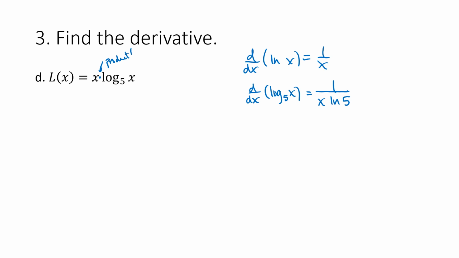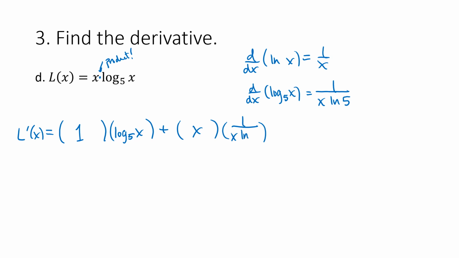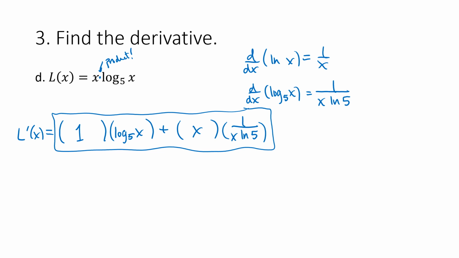There's a multiplication symbol between x and the log base 5 of x, and so this is going to require the product rule. Remember, draw your 4 spaces. This is going to be the first function, the derivative of the first function, which is 1, multiplied by the second function, which is the log base 5 of x, plus the first function, multiplied by the derivative of the second function, which is 1 over x ln 5. And again, we could clean that up, but we can just leave it like this. Don't need to simplify, just leave it like that.